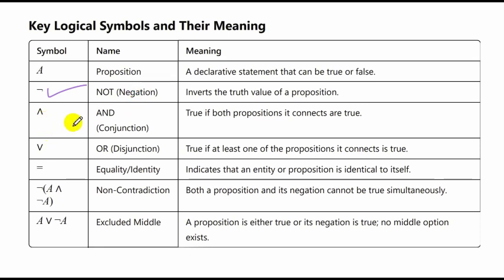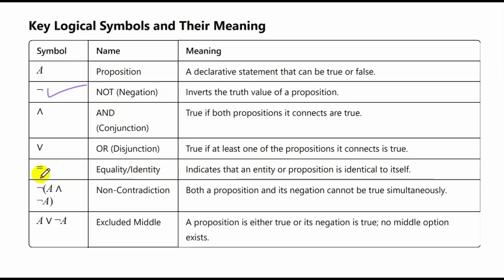And in AND, both the statements have to be true. If something is A and B, then it states basically that it is true if both propositions it connects are true. Or, which is disjunction. AND is known as conjunction, OR is known as disjunction, not is known as negation. It is true if at least one of the propositions it connects is true.